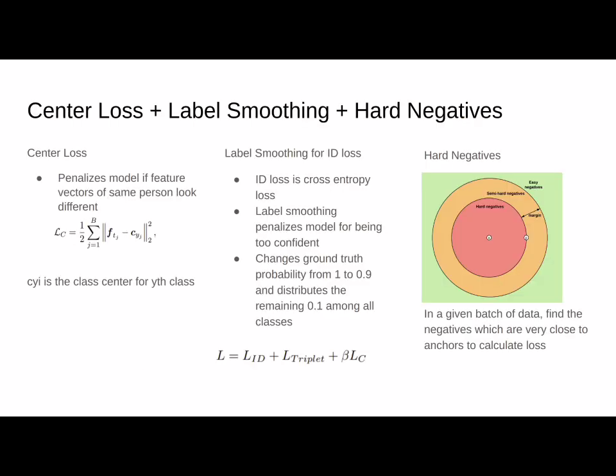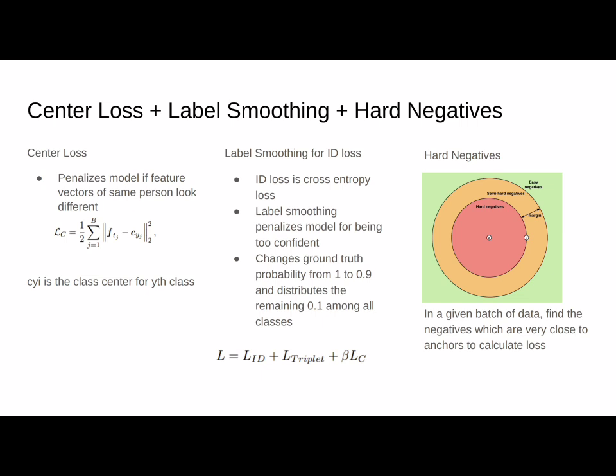Now these are some of the other techniques and losses that we use for ReID. The first one is center loss. Center loss penalizes the model if the feature vectors for the same ID look different.